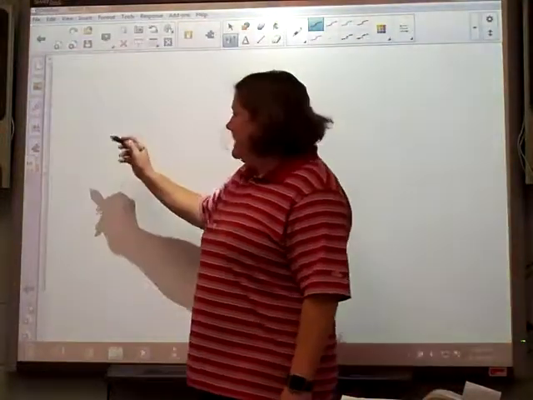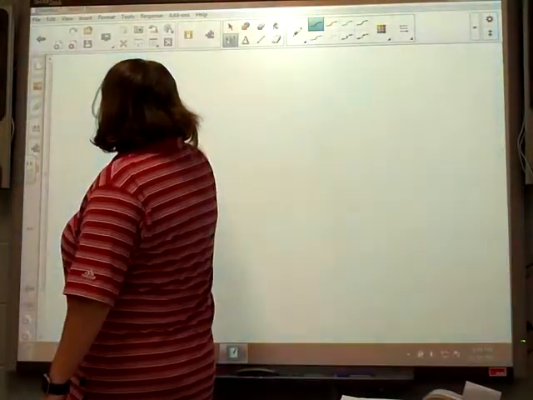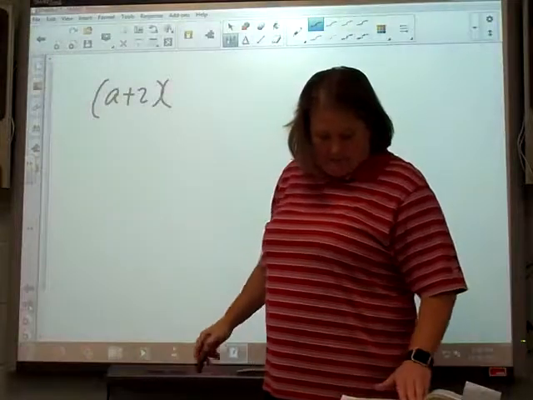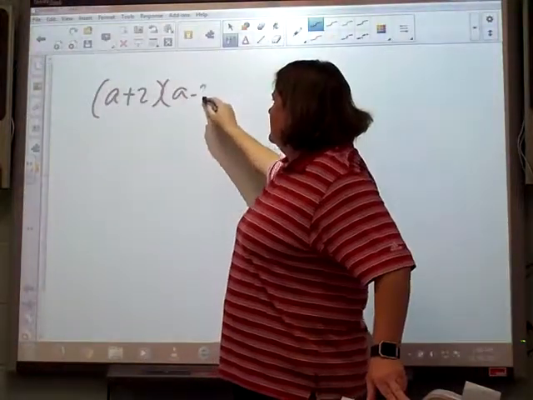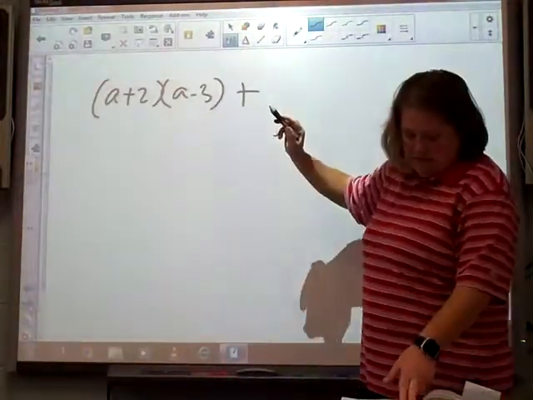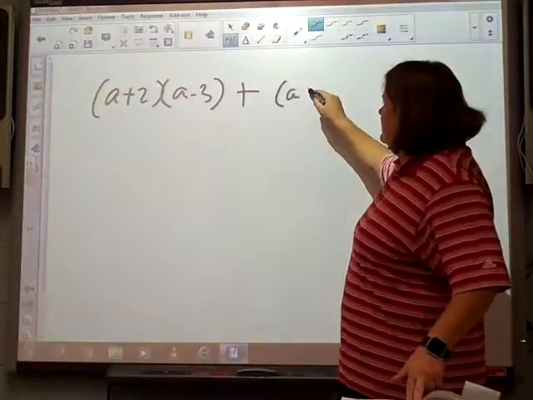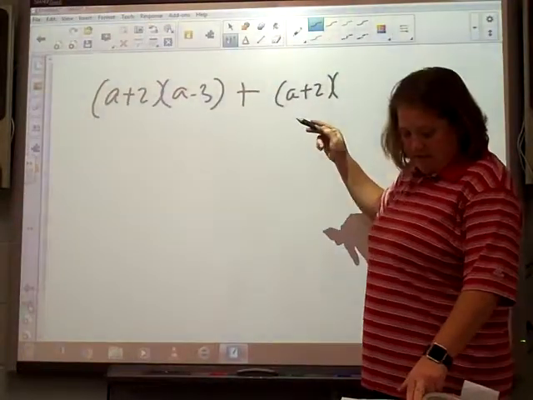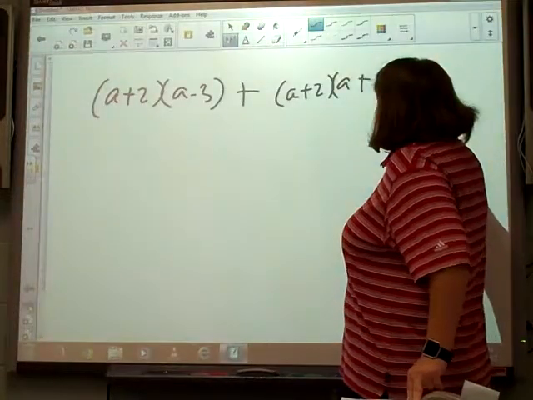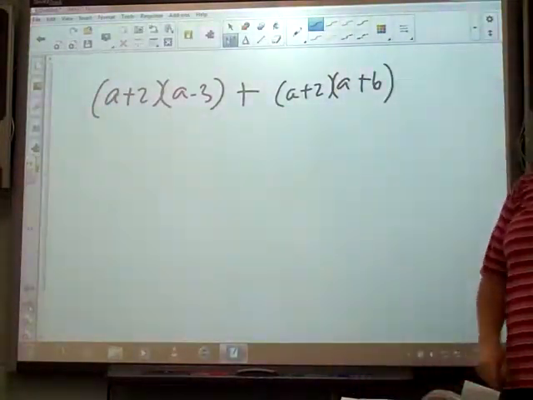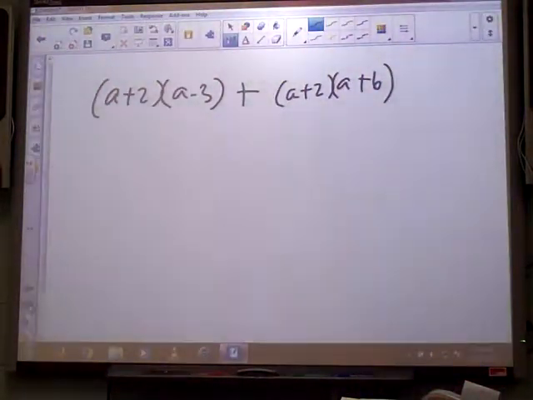What if I had a plus 2 times a minus 3 plus a plus 2 times a plus 6. Okay, taking some baby steps up to factoring by grouping. You know how to factor by grouping. We did it in Algebra 2 and you did it in Algebra 1. This is getting us ready for that.